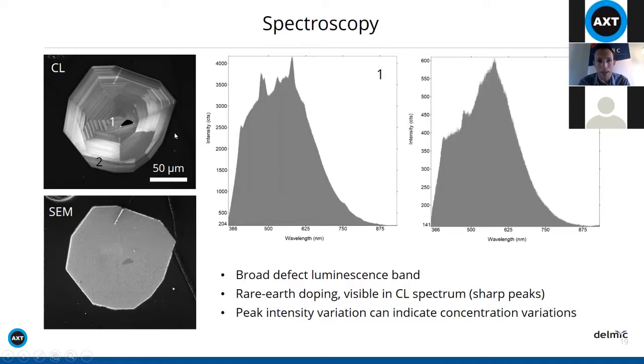And on a different position, the spectra can look different because the defect structure is different, and also the dopant concentration or even dopant type can vary. And so this is something you can look at using cathodoluminescence.